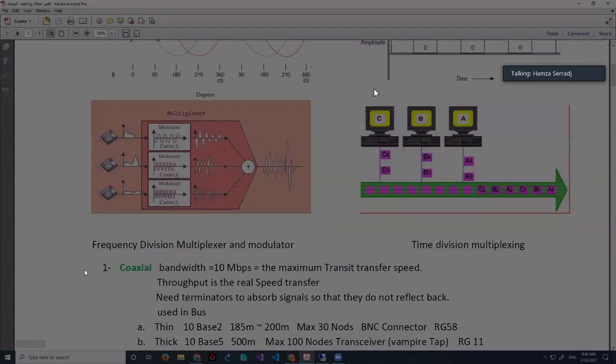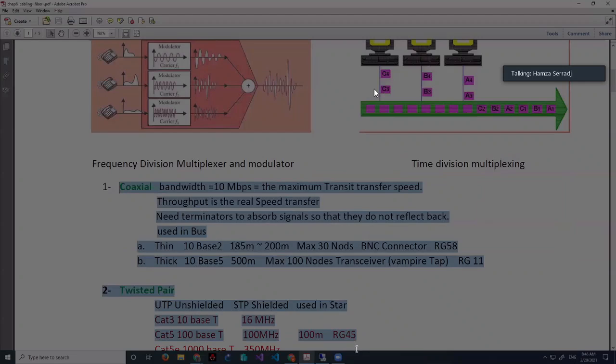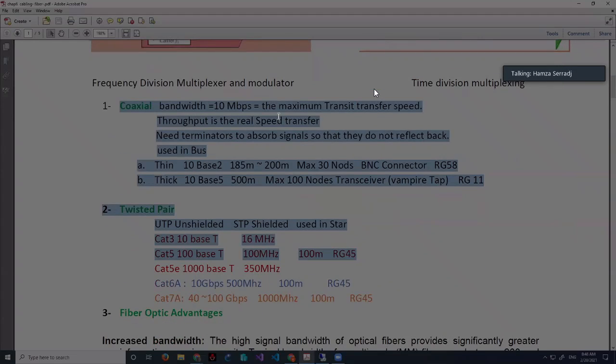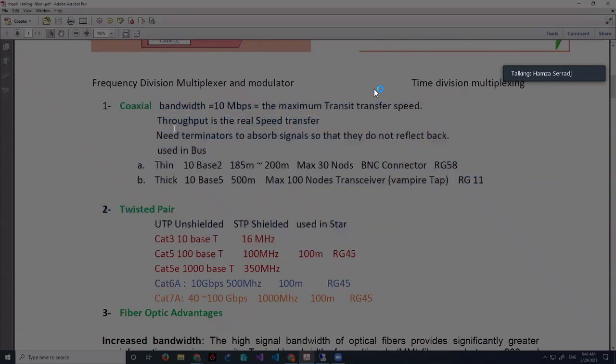All right, let's talk about the cables here quickly. Coaxial, remember this? We already met this guy here. The bandwidth is 10 meg. You remember that 10 base something, 10 base something in the coaxial, right? 10 base 2 and 10 base 5. One is going till 200 meters, the other is 500 meters. This one has a maximum of 30 nodes, and this one can have 100 nodes.